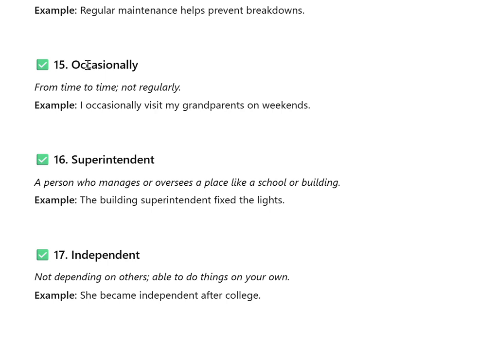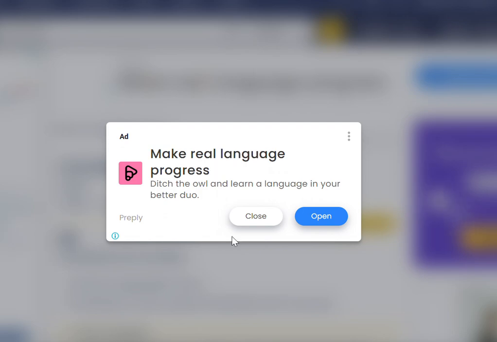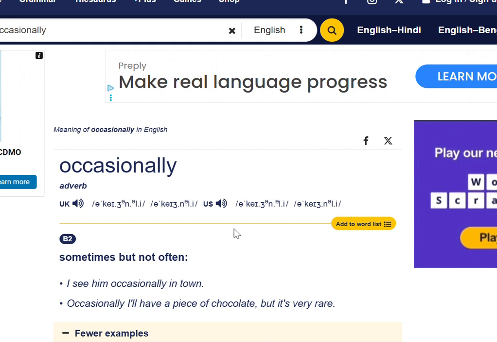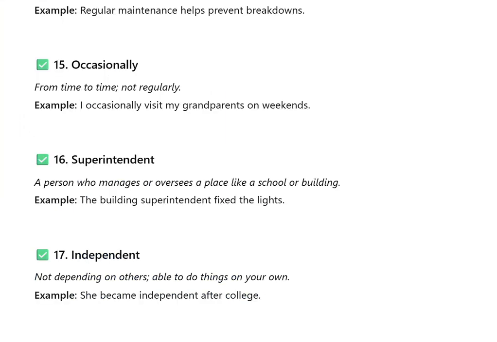The stress is on the second syllable. Make sure you pronounce it with the correct stressed syllable. Occasionally means from time to time, not regularly. You don't do it all the time. Sometimes, but not often. Sometimes, not regularly. Often is something which is less than regularly, right? You do it often.